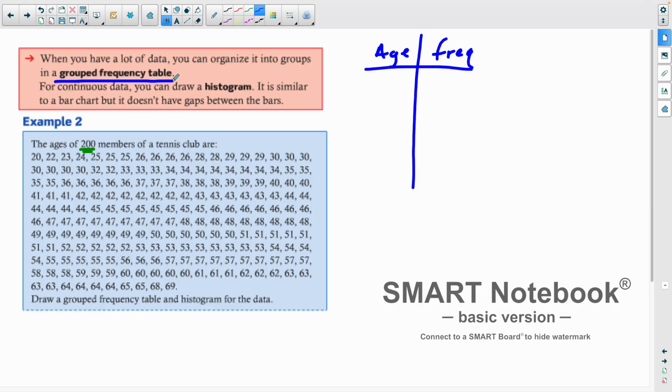We are going to make what is called a grouped frequency table. The first group that I'm going to do is I'm going to say X is going to be less than 30. So I'm going to say it on here. X is less than 30. So I'm talking about all the 20-year-olds or less.